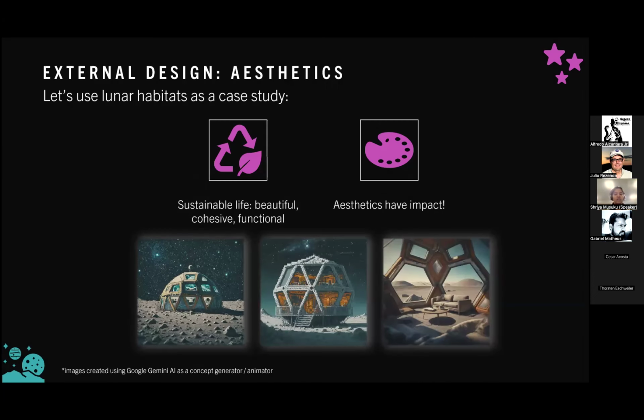So let's look at some of the aesthetics aspect of it. That first part we talked about, how do we make buildings something that we can live in and that look good. Using lunar habitats as a case study, we have to think about sustainability to make our buildings beautiful, cohesive, and functional from the start. So that shows that aesthetics have impact, right?